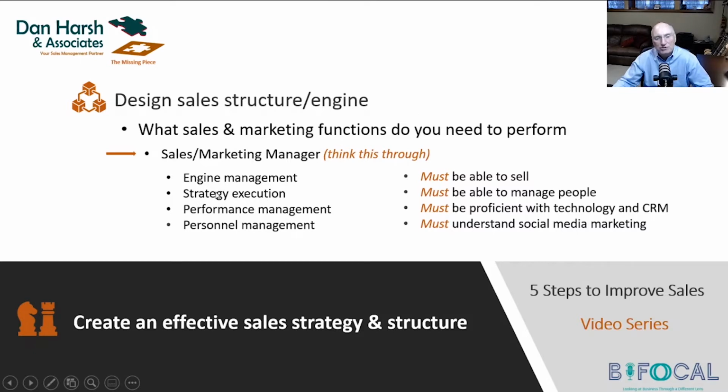It's strategy execution. We're laying out our strategy, the markets we're going after. Somebody has to ultimately be responsible for carrying out that strategy. It's performance management. There's going to be a lot of moving parts in this engine. There's people, there's functions, there's activities. Somebody ultimately has to be responsible for the performance of all of those parts. And then lastly is personnel. There's going to be multiple people in your sales structure, in your sales engine. Somebody has to manage them.